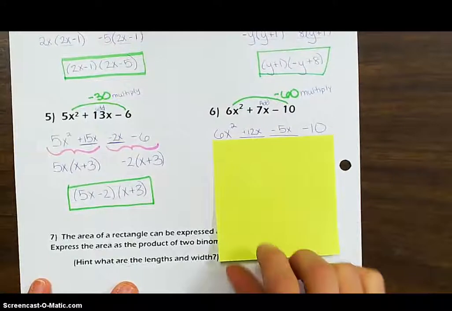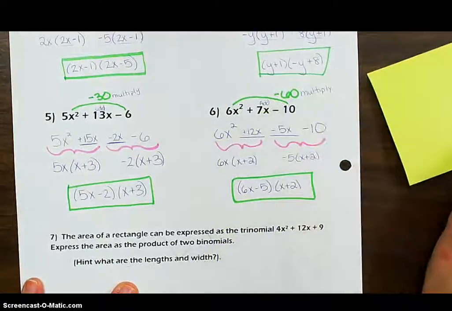All right, let's see if you were able to get it. Were you able to get 6x minus 5 and x plus 2?